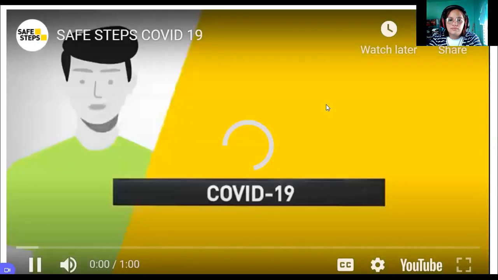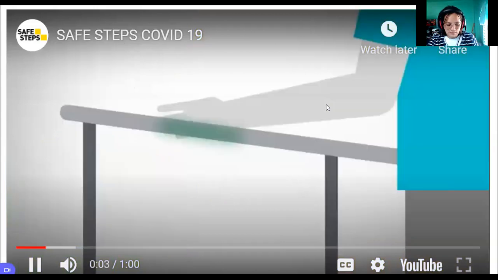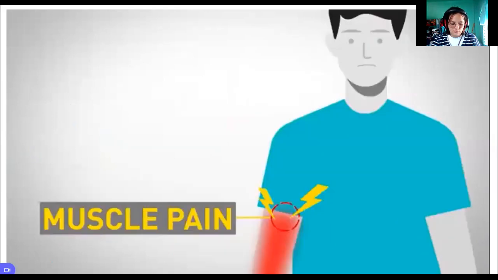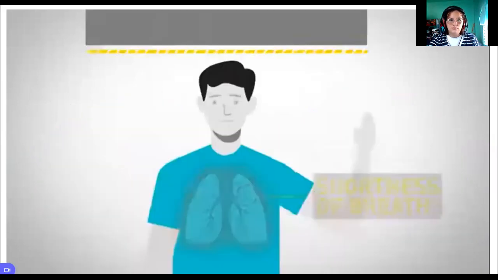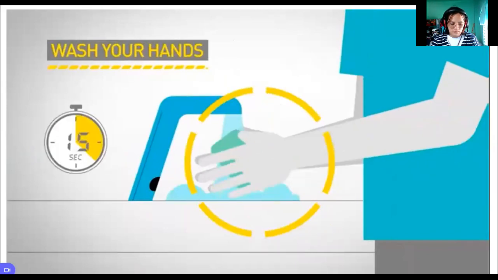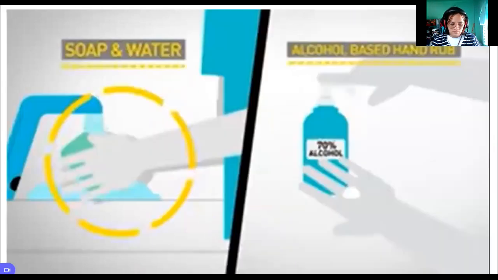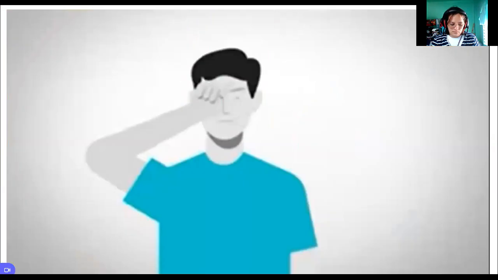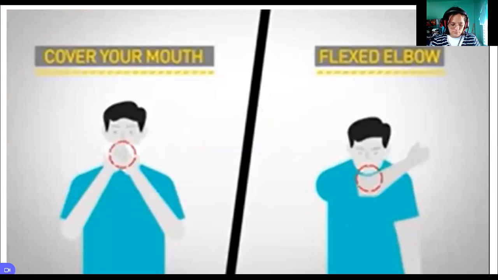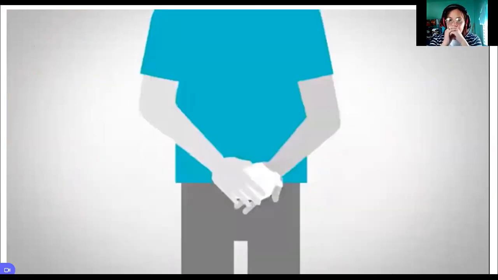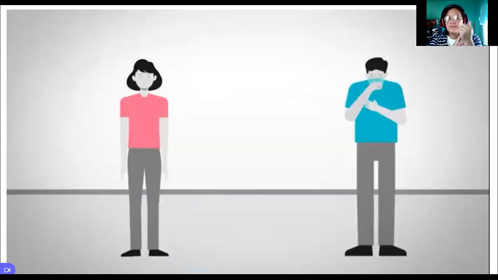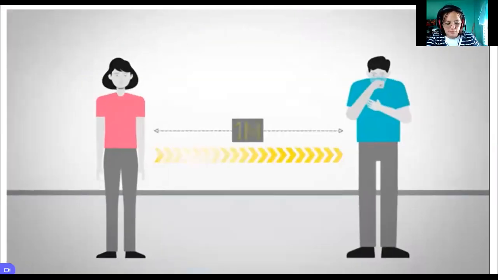COVID-19 is a disease caused by the new coronavirus. Know the symptoms. They include fever, coughing, muscle pain, shortness of breath. What can you do? Wash your hands frequently with soap and water for 20 seconds or use an alcohol-based hand rub. Avoid touching your eyes, nose, and mouth. When coughing or sneezing, cover your mouth with a tissue or flexed elbow. Discard tissues into a closed bin and then wash your hands. Maintain a distance of at least 1 meter between yourself and someone who is ill.